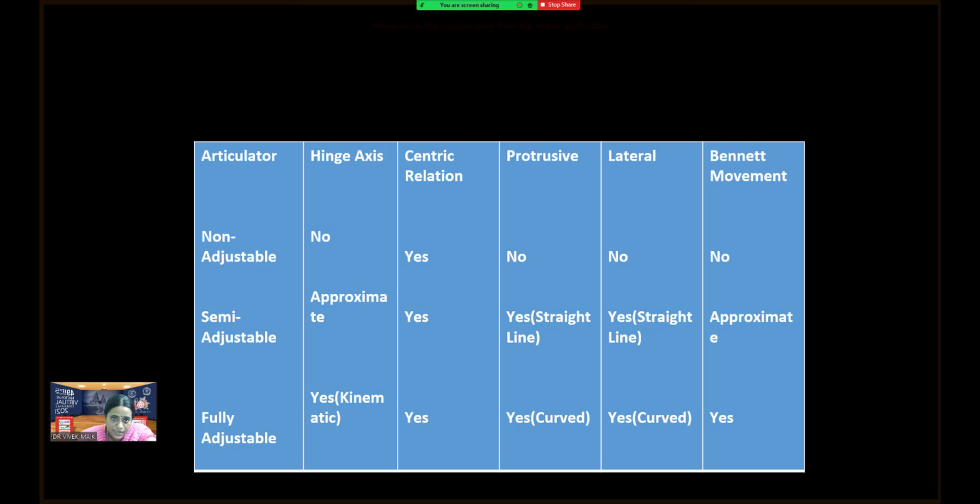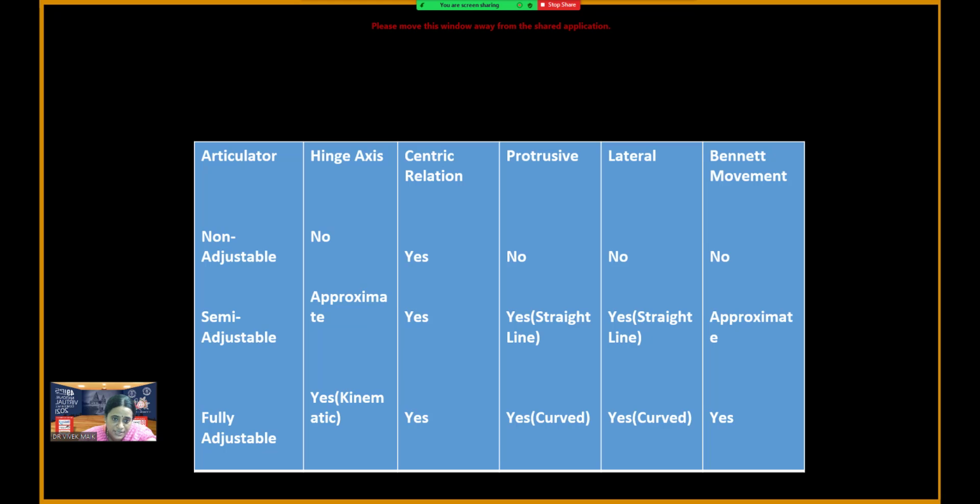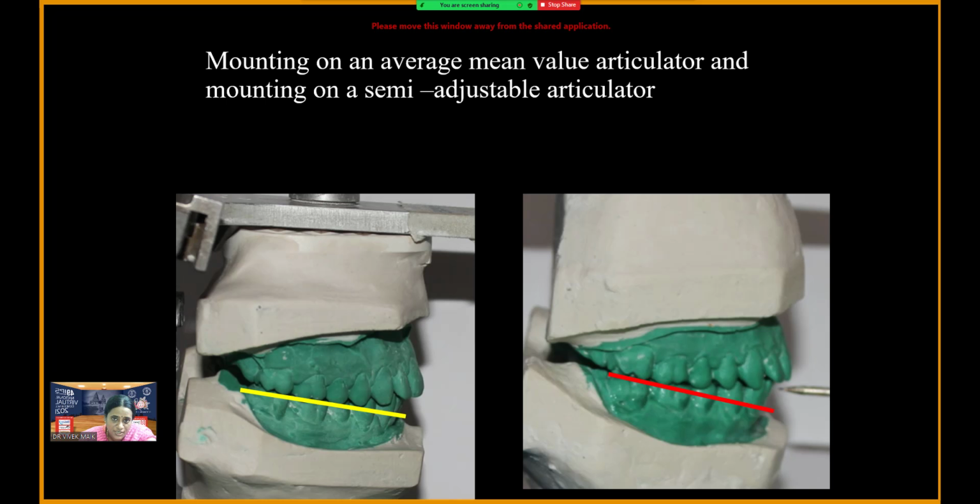In a non-adjustable articulator, the hinge axis is not located. The centric relation is checked on the patient. There is no protrusive, lateral, or minute movement. Semi-adjustable, it is approximate. The centric relation is present. Protrusive and lateral records are made, and minute movement is accurate. Fully adjustable, it has all the relations: protrusive, lateral, minute movement, centric relation, and hinge axis.